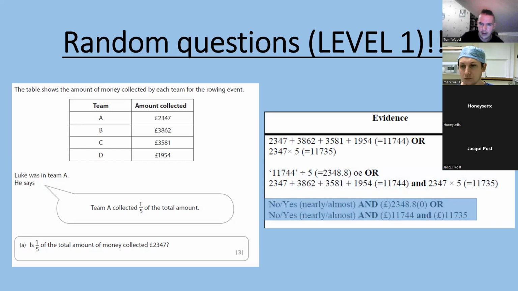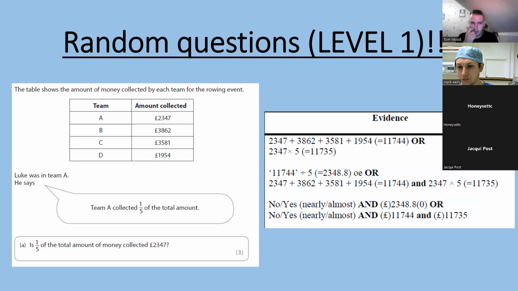So then we can use that, and this is really good. This really shows you where the marks can be very generous. They are really quite nice. It's not the exact amount, it's 2348.8. Most people would just say no, it is not, and that's fine. However, if you say it's nearly the amount, you don't necessarily have to say no or yes, and they will still give you the mark, which is really nice of them.